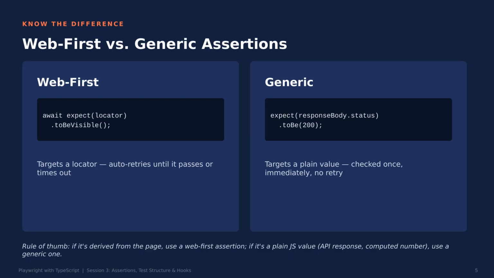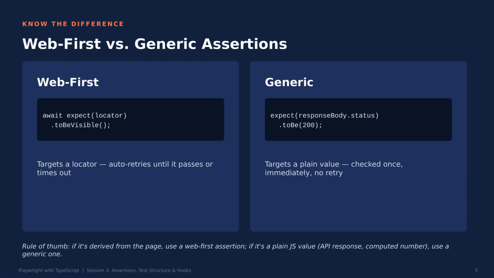It's worth being really clear on the difference between a web-first assertion and what I'm calling a generic assertion, because they behave differently in a way that actually matters. Web-first, await expect(locator).toBeVisible(). This targets a locator and it auto retries until it either passes or times out. Generic, expect(response.body.status).toBe(200). This targets a plain JavaScript value and it's checked exactly once, immediately, with no retry at all.